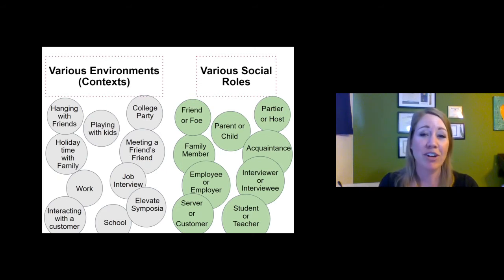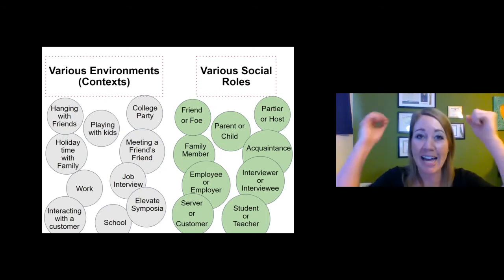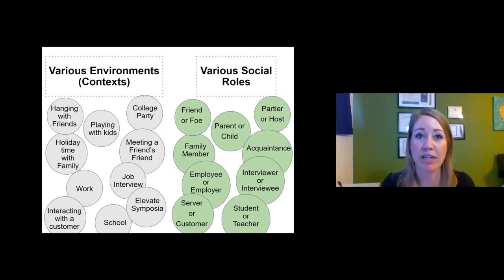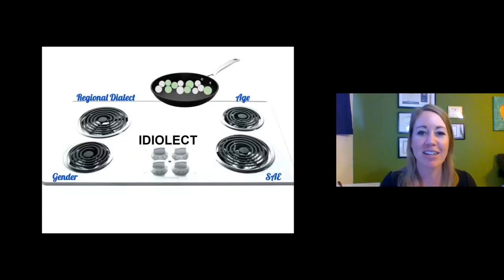You have various social roles. You know, think about it. When you're hanging out with your friends, you're wearing the hat of being a friend. When you're at work, you're an employee. When you're at school, you're a student. So these are all hats you're wearing that are all guiding what type of language you're going to use in those contexts.